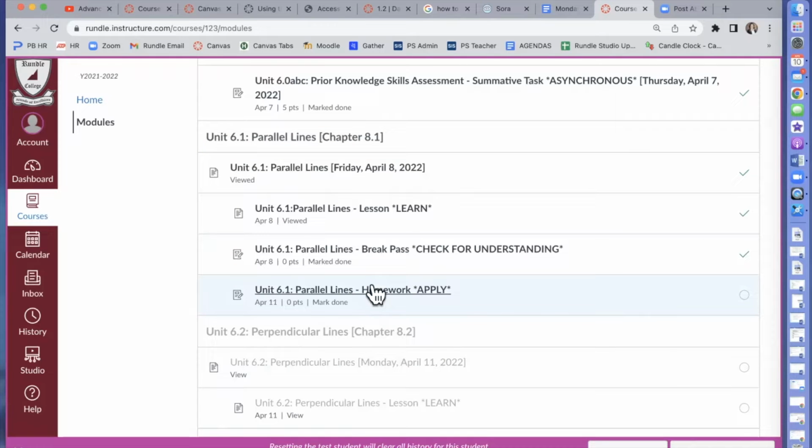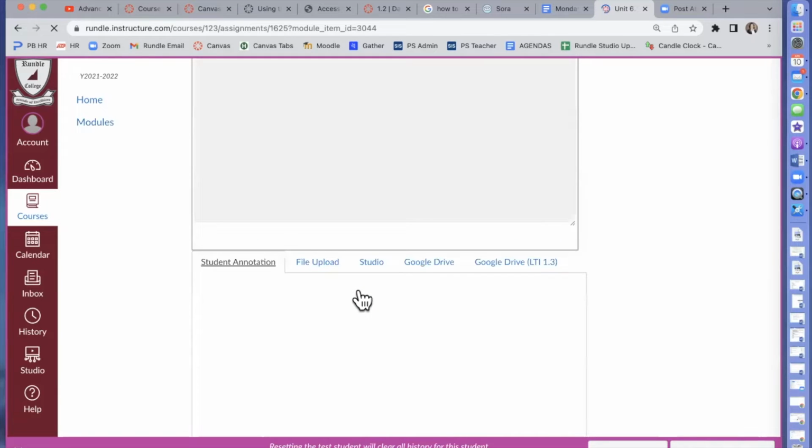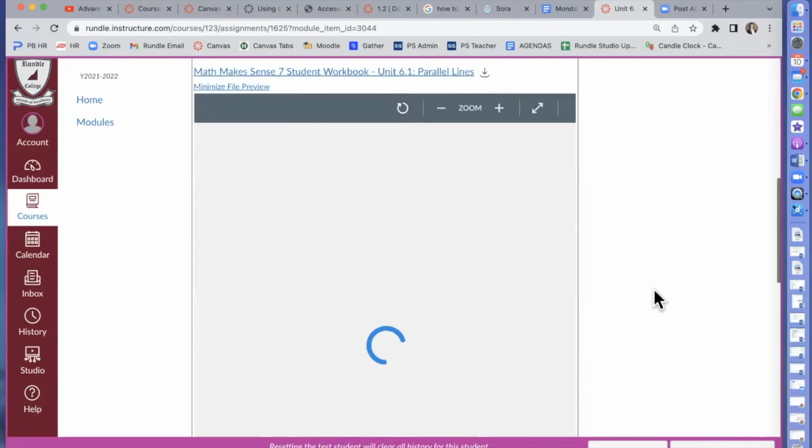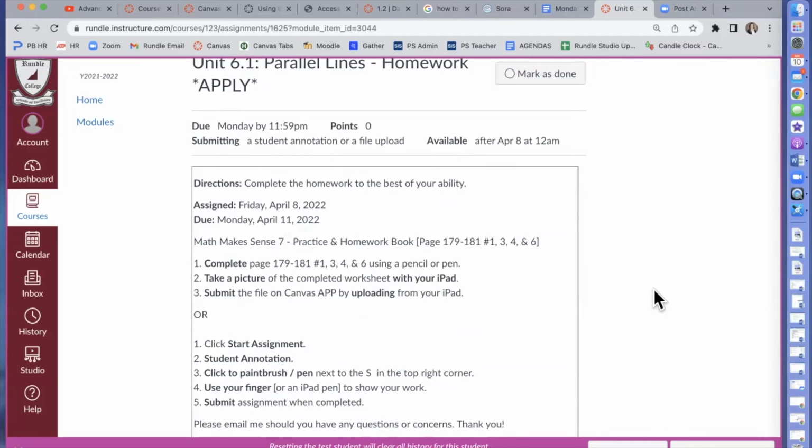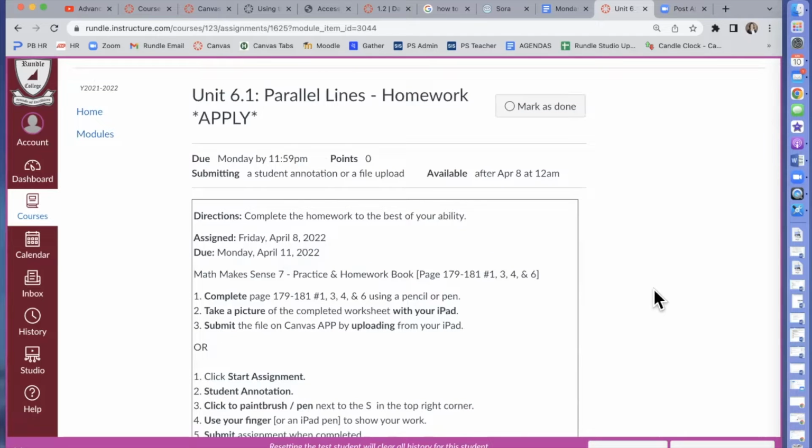Finally, you had some homework problems. Mine doesn't have a check mark right now. I need to mark it as done. Before you mark it as done, I just want to show you a couple of things, and I want to go over the assignment step by step since I'm not here live on Zoom to do it with you. Again, this was assigned on Friday, due today, Monday, April 11th. It was page 179 to 181 in your student workbook, numbers 1, 3, 4, and 6.